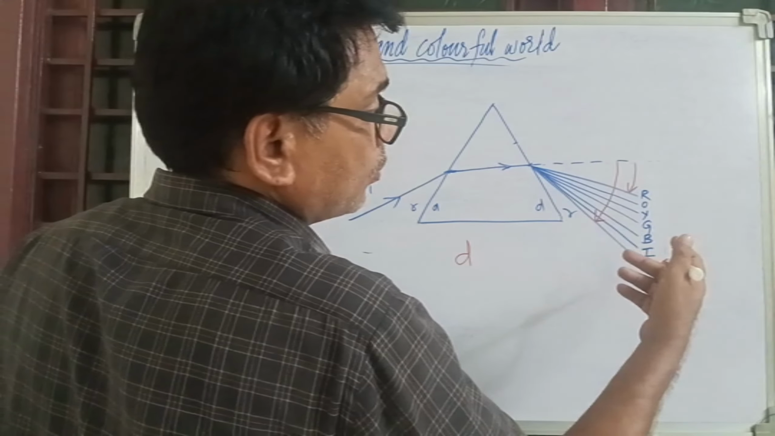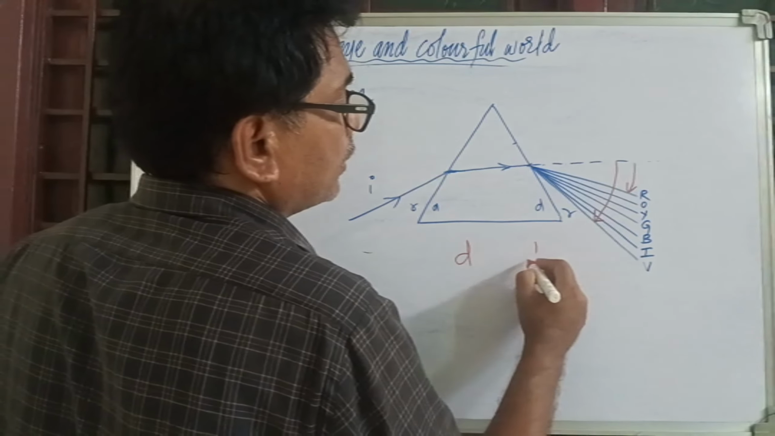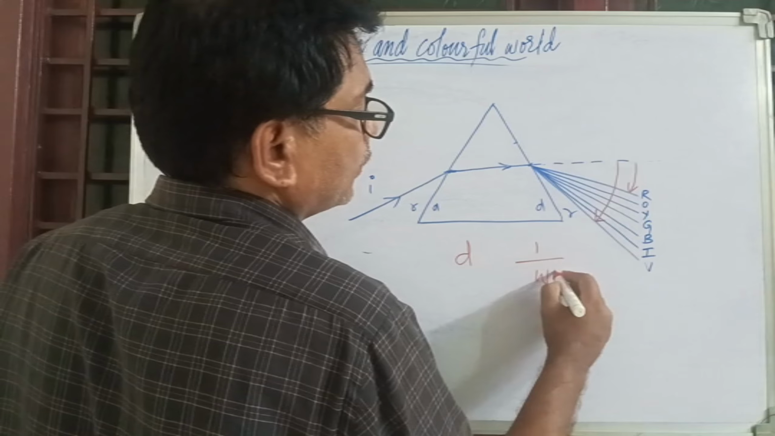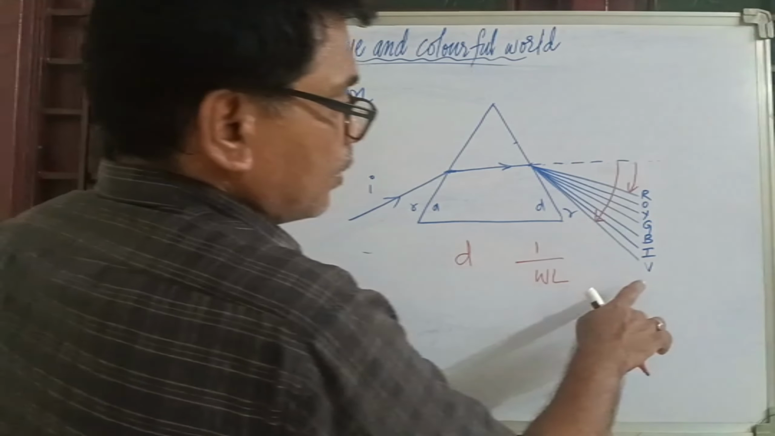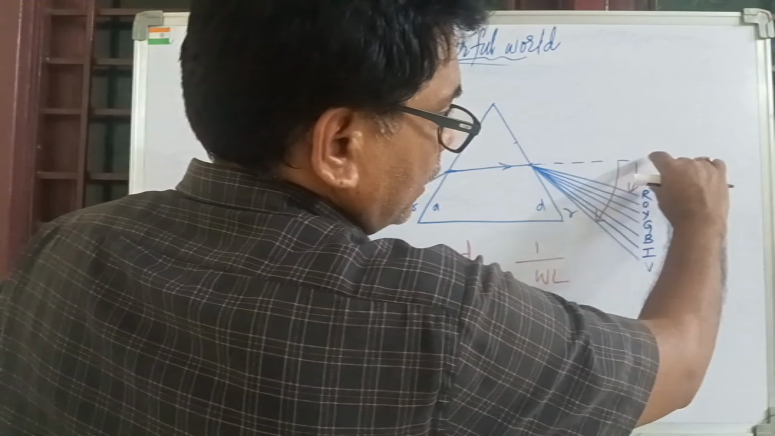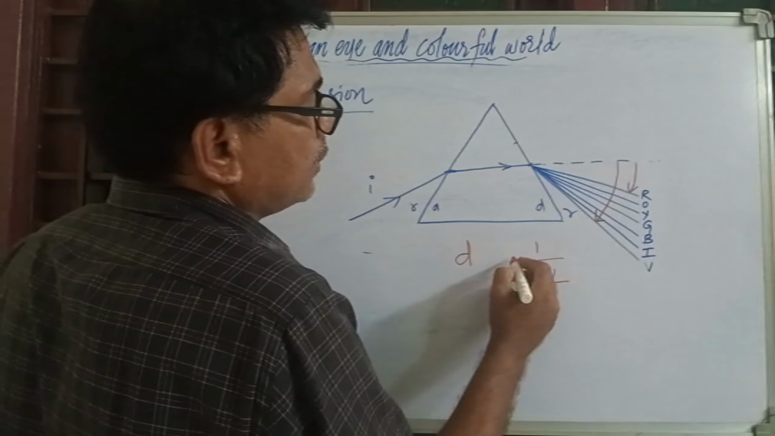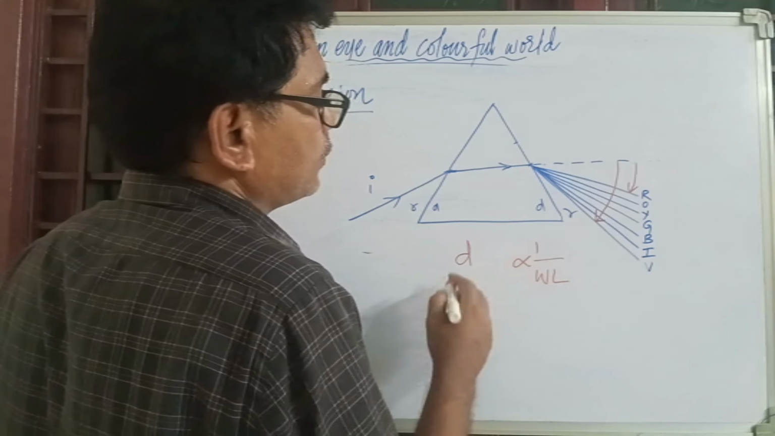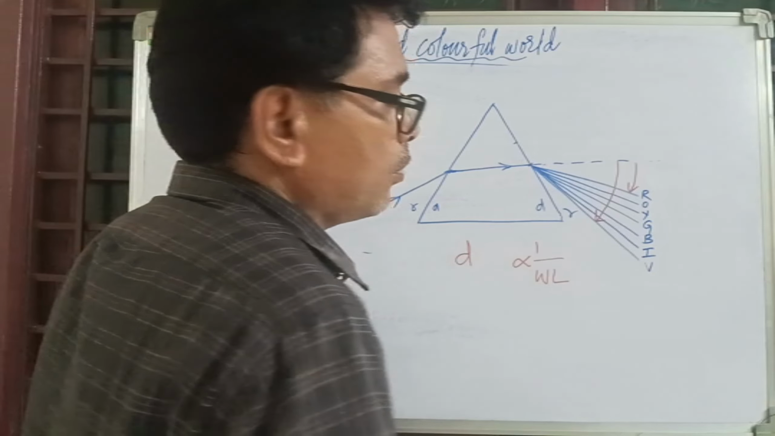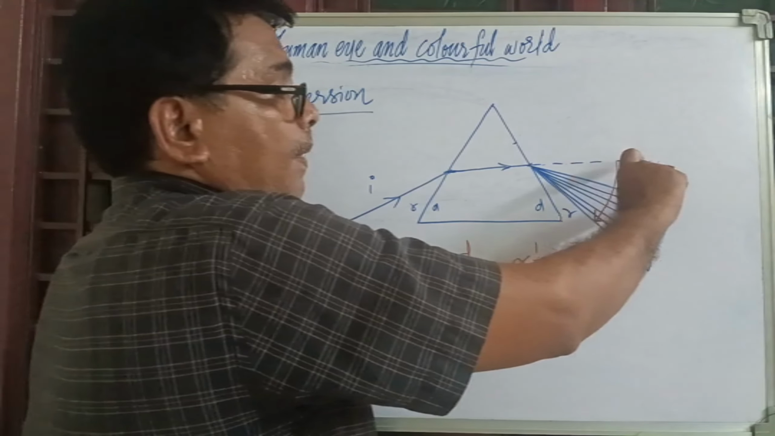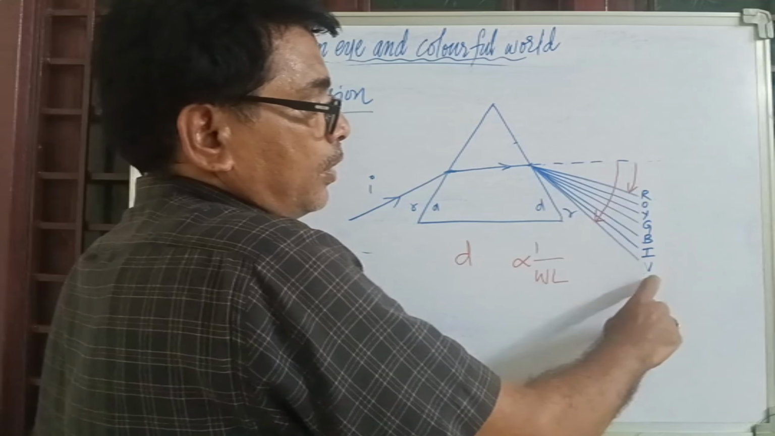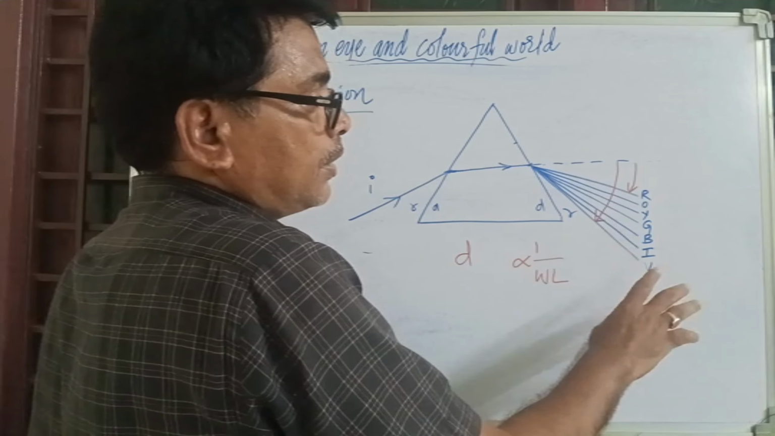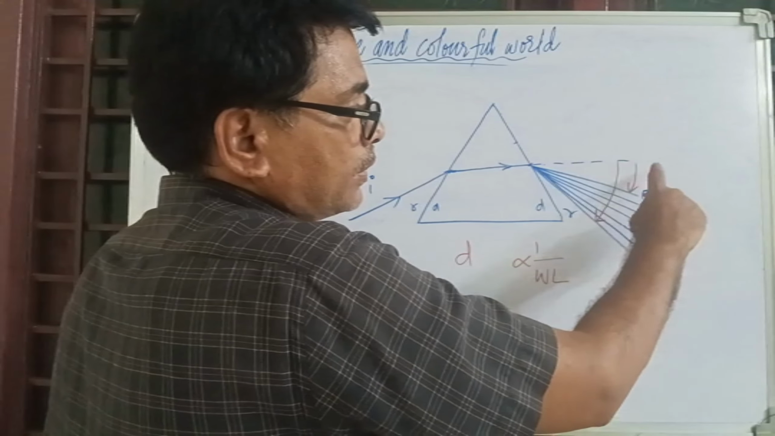Whose wavelength is more? Red's wavelength is more. Why did I write like this? Red wavelength is more, but deviation is less. Therefore, this is inversely proportional. Wavelength is inversely proportional to deviation, or deviation is inversely proportional to wavelength. Deviation of violet is more, that is understood. Deviation of red is less.